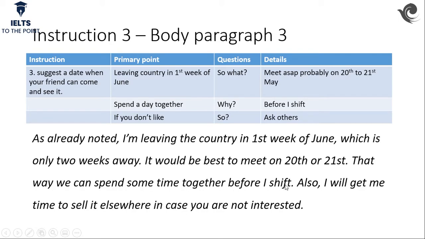Now see, spend a day together. I don't want to spend a day together with a person who exactly is not a friend. He or she is a friend's friend. Alright, so when I'm writing, I modify myself. I say that okay, we can spend some time together rather than spending the day together.